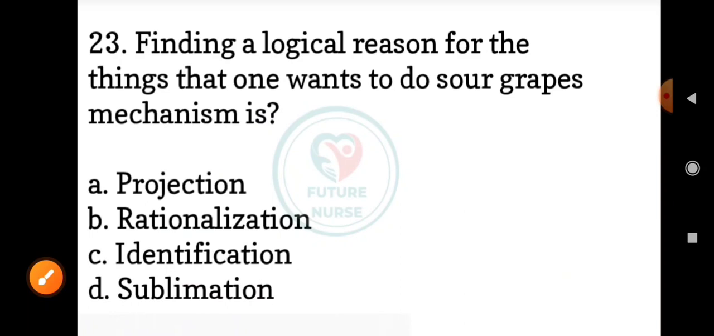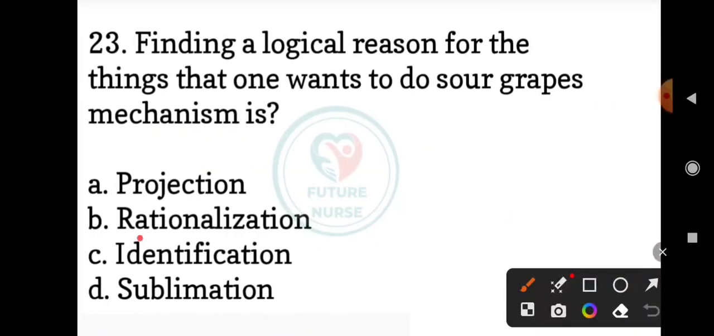Finding a logical reason for the things that one wants to do, the sour grapes mechanism, is projection, rationalization, identification, sublimation. The sour grapes mechanism is called as rationalization.